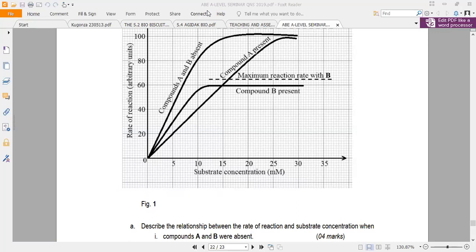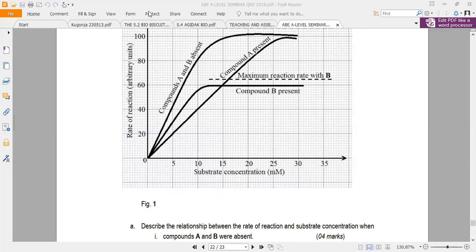Okay, sir. As substrate concentration increased from 0 mm to 10, the rate of reaction increased rapidly. As substrate concentration increased from 10 mm to 15, the rate of reaction increased gradually. As substrate concentration increased from 15 mm to 30 mm, the rate of reaction is relatively constant. Okay, thank you.